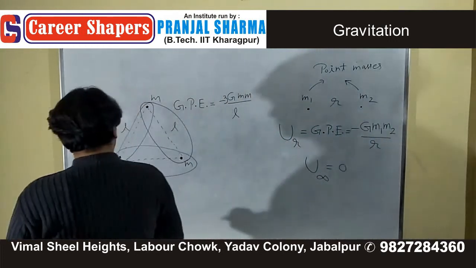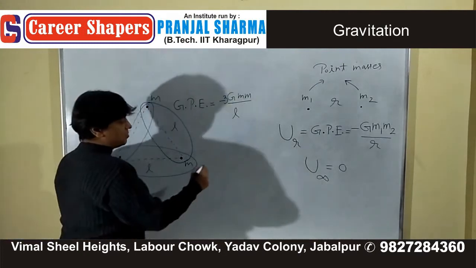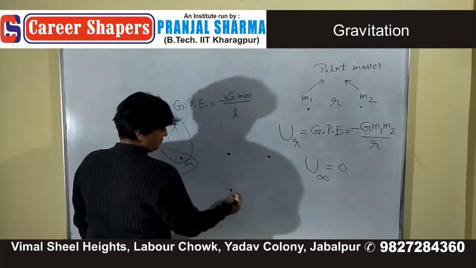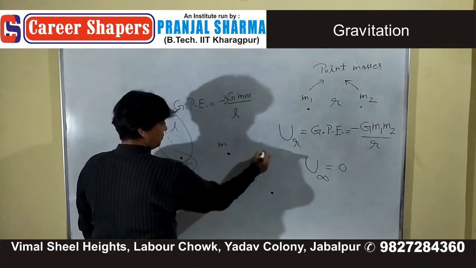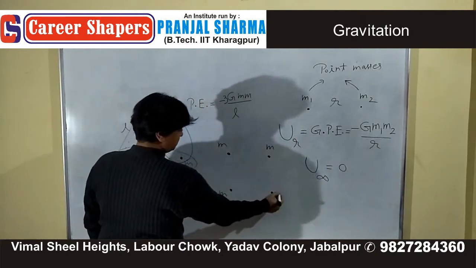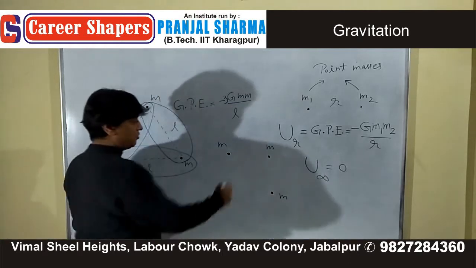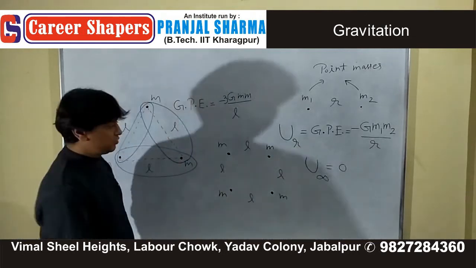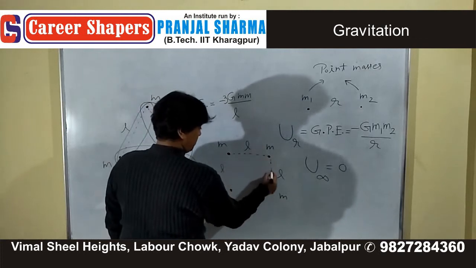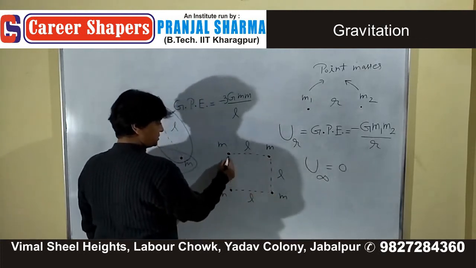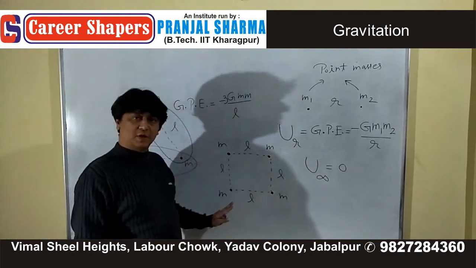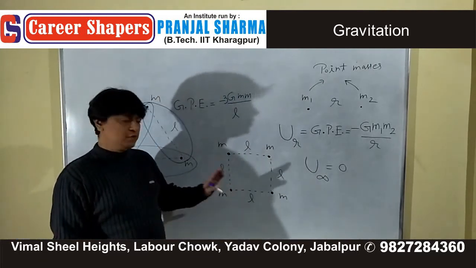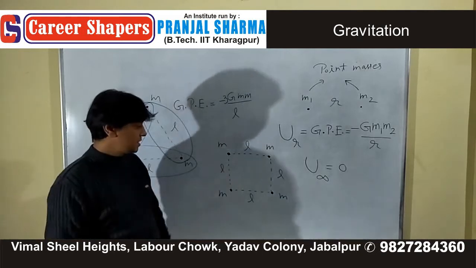Now note down this and then find out potential energy of a 4-mass system. There are 4-point masses, 4-point masses forming a square of side length L. You need to find potential energy of the system. System means you need to consider all 4 masses. Note down the first example. For this one, pause the video, try it yourself. If you cannot, come back and see the solution.